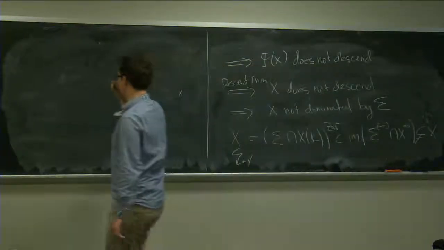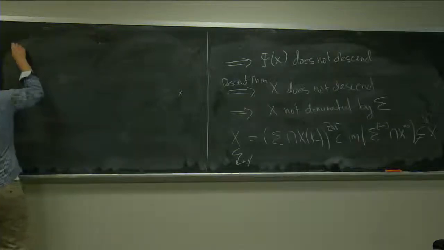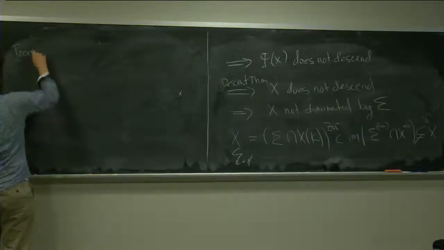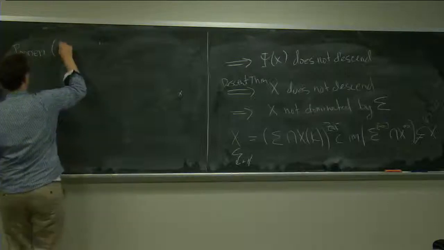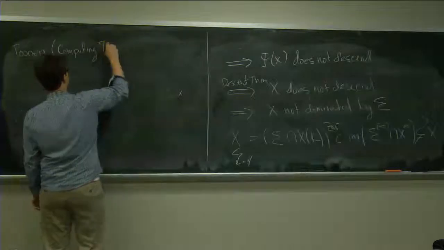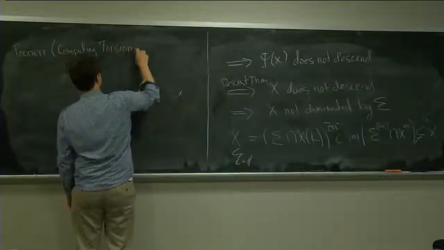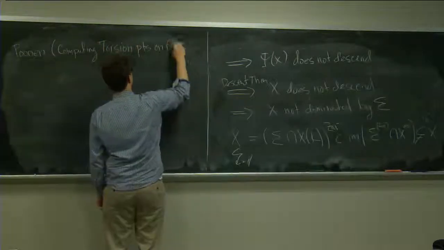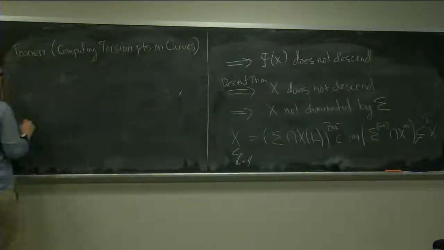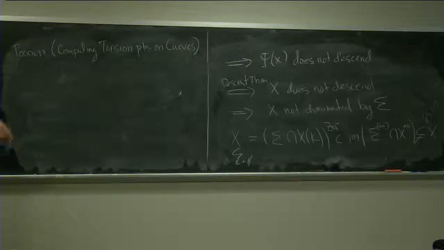There's a really good paper by Bjorn Poonen called Computing Torsion Points on Curves. He gives a really good four-step process for how Manin and Mumford is done, and he actually gives an algorithm for computing torsion points.